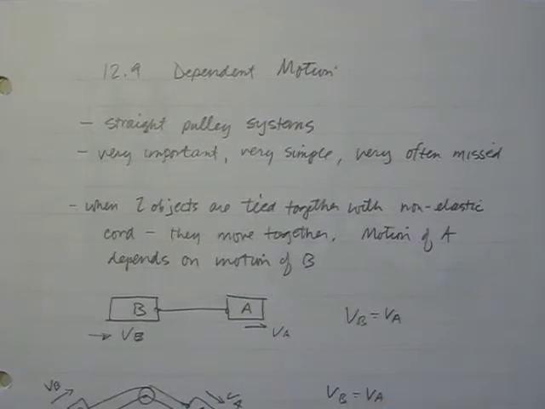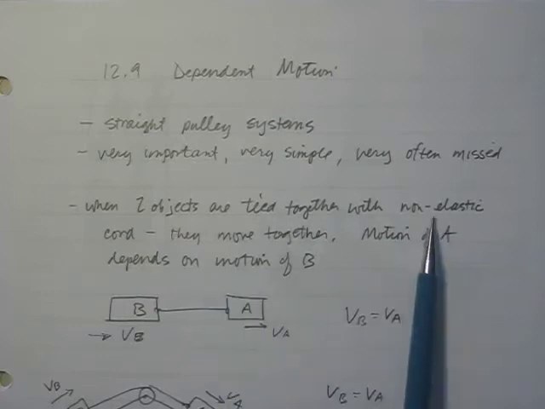All right, this is the lecture on dependent motion. Dependent means that the motion of one object depends on the motion of another object. So we're going to analyze what I call straight pulley systems, meaning the cords are straight and non-elastic. It's a very important, however very simple and often missed concept that we will revisit more than once going forward. This comes up again and again.